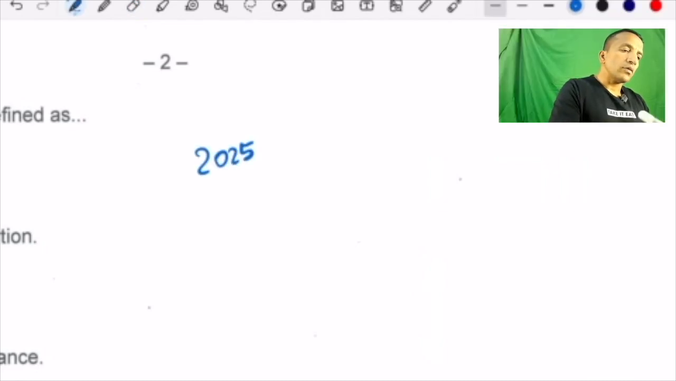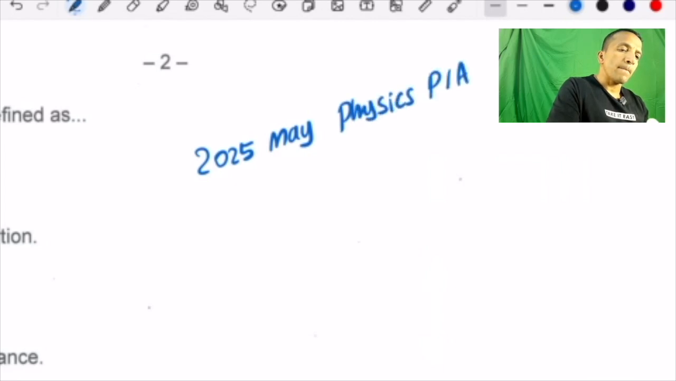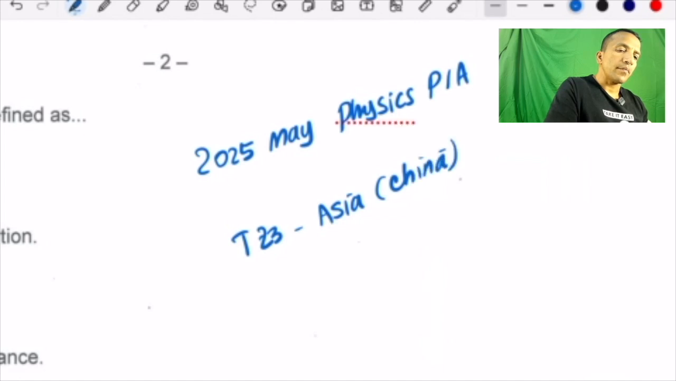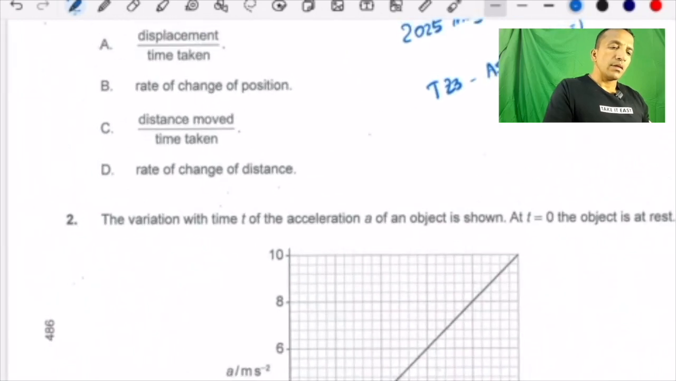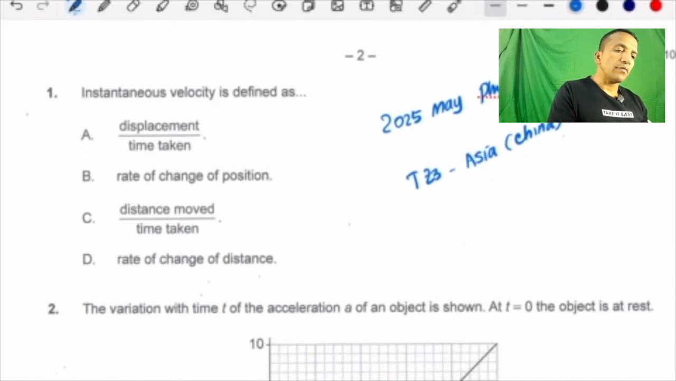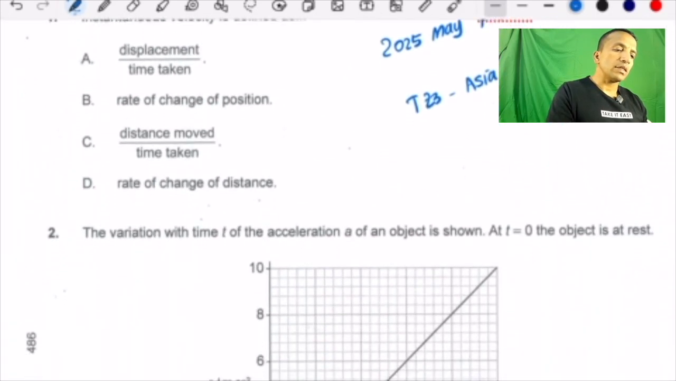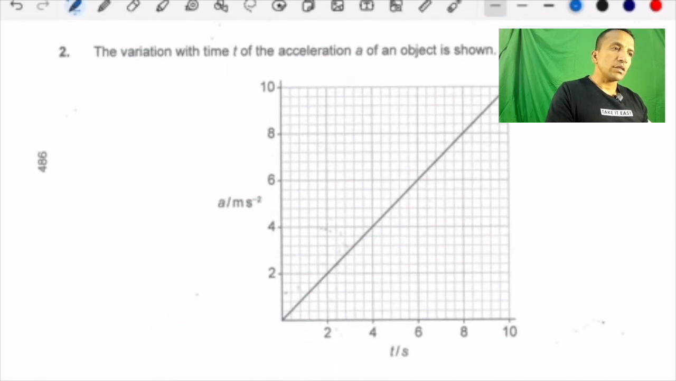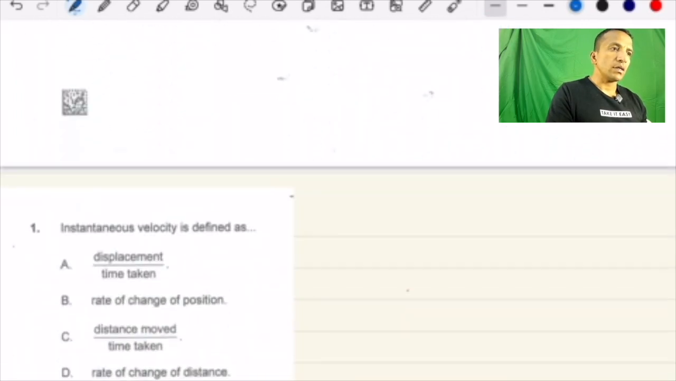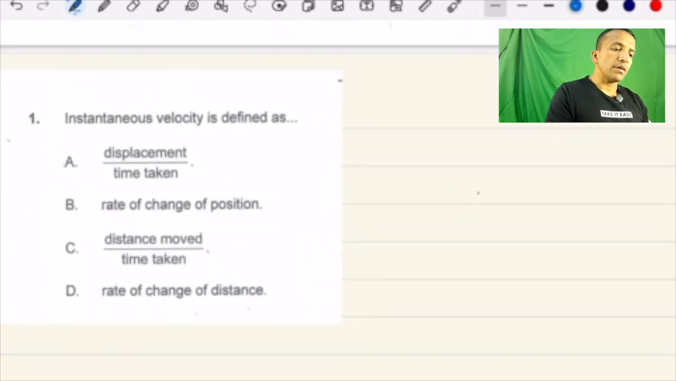Hello, today I would like to discuss 2025 May Physics Paper 1A. This is time zone 3, basically for Asia, including China. If you don't know which question paper I am going to discuss, these are the first two questions, so you can have a look. And this is the paper. I'll start immediately.